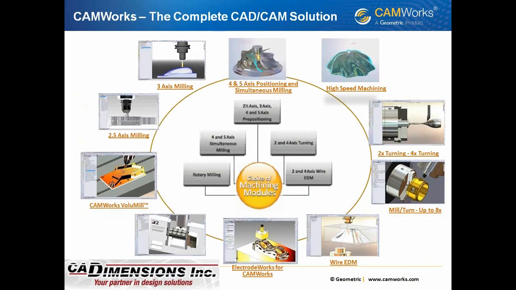I just want to show this slide here. CAMWorks does do a lot of stuff, right? We have, of course, the milling, up to 5-axis. We do high-speed milling. We got the volume mill package. Electrodes, if you do electrodes, right? We got ElectroWorks, and they do a lot of nice stuff with the whole CAMWorks package. I just decided to break it down to the 3 here.